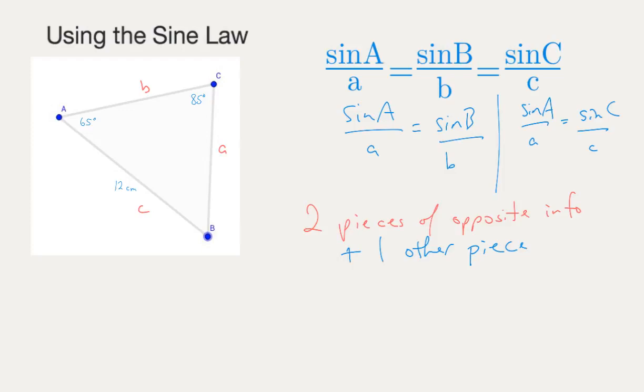In the example we have here, we've got a non-right-angle triangle, at least it looks so. We happen to know 2 angles, and we know 1 side. We have 2 opposite pieces of info: angle C and side C. So I'm definitely going to be using this part of my sine law. I also have the information that angle A is 65 degrees, so I'm going to solve for side A.